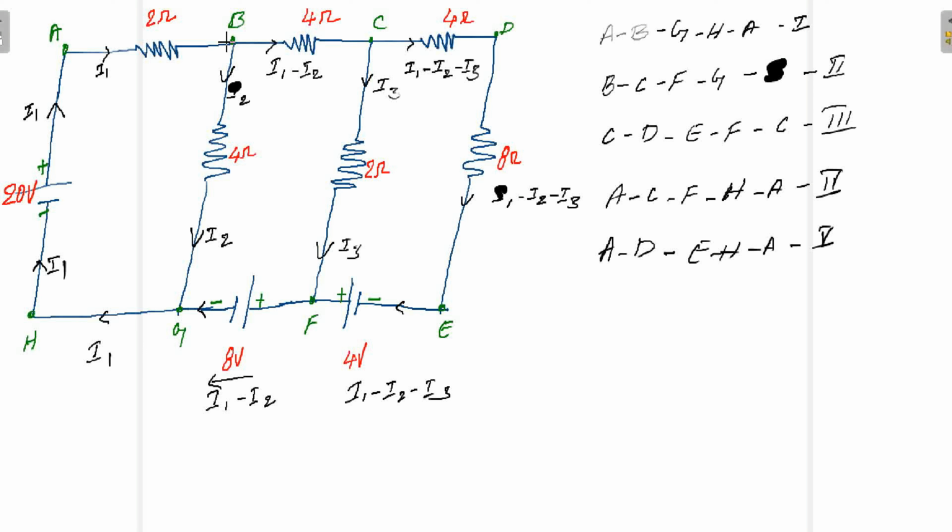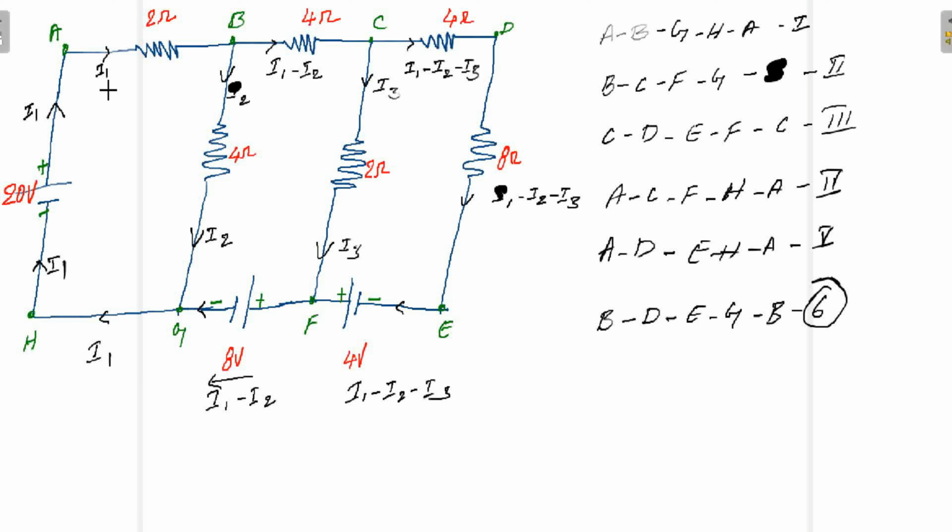The next loop is B, D. Instead of considering C, which we have already considered, directly B to D, D to E, E to G, G to B. That is your sixth loop. We are having a total of 6 loops.